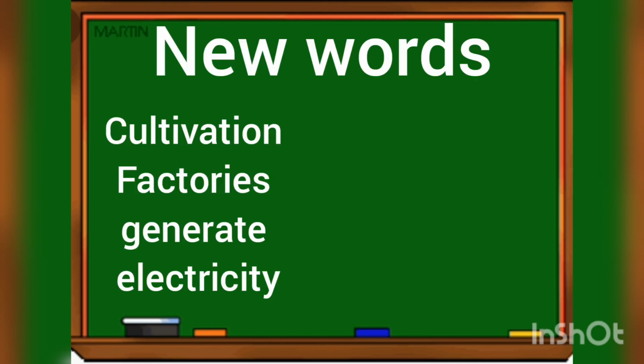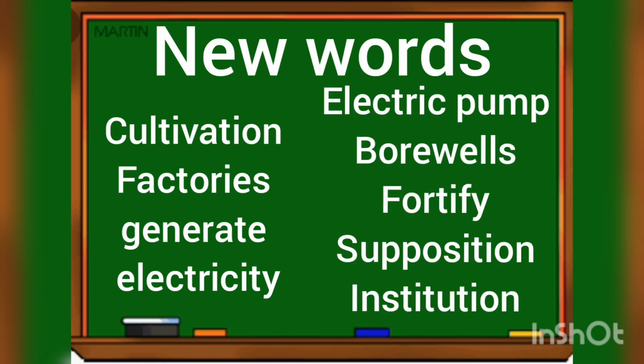New words. Cultivation means growing crops. Next word is factories. Then generate. Generate means produce. Electricity. You all know that from fan to bulb, everything runs on electricity. Electric pumps. Borewells. Fortify means protect.